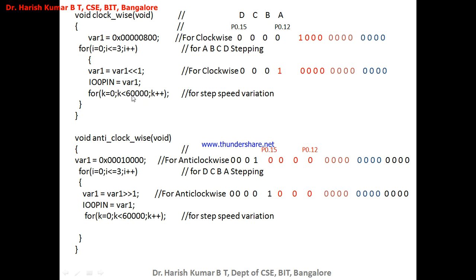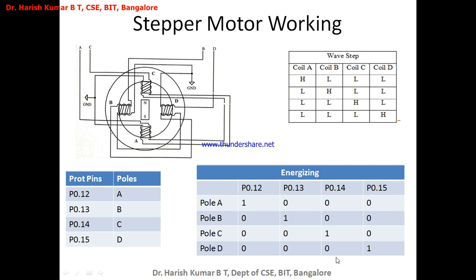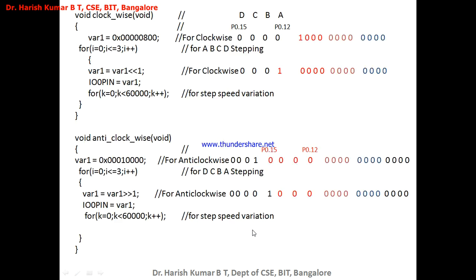Next, with a small delay, again go back. I becomes 2, and again less than or equal to 3. Now again 1 more time left shift. So this 1 which was here will come to this position, and C gets energized. It is this case. P0.14 gets energized. The pole C is energized. Next, the stepper motor rotates by 1 more step, 1.8 degree.